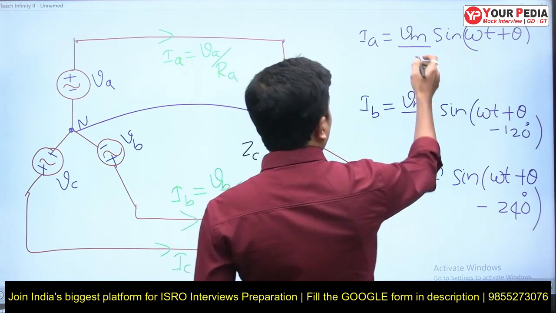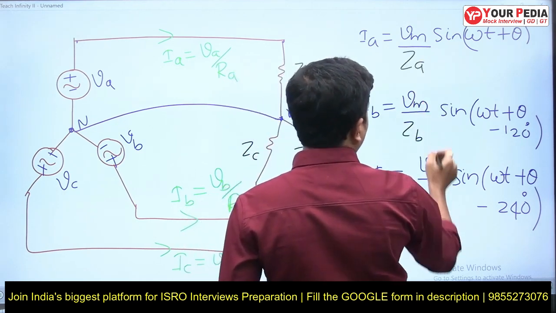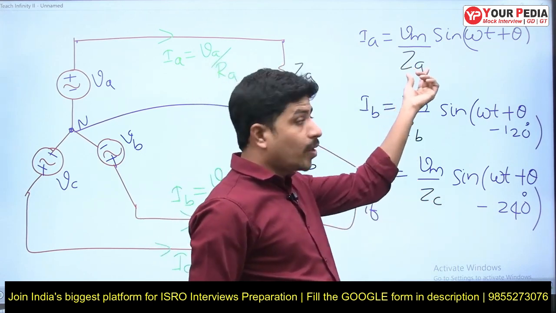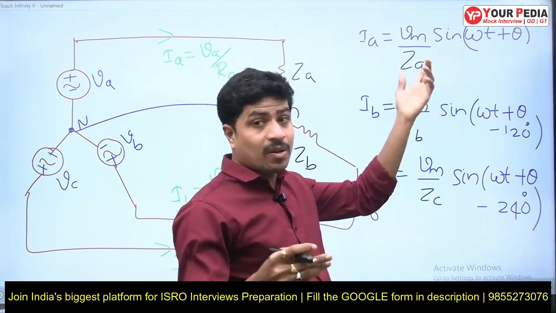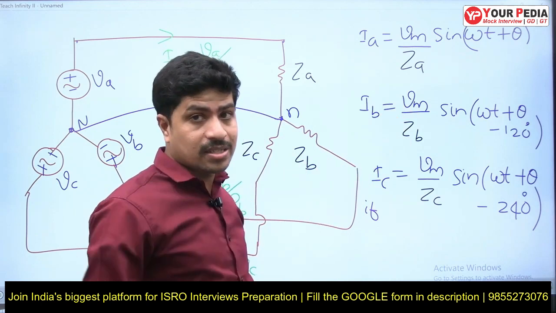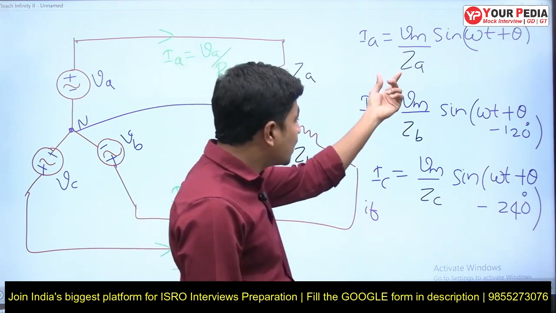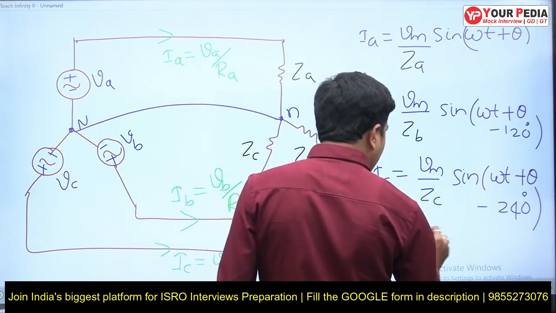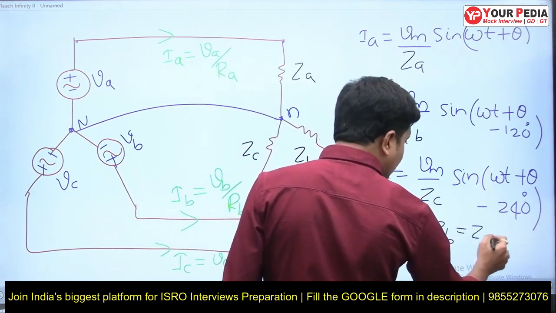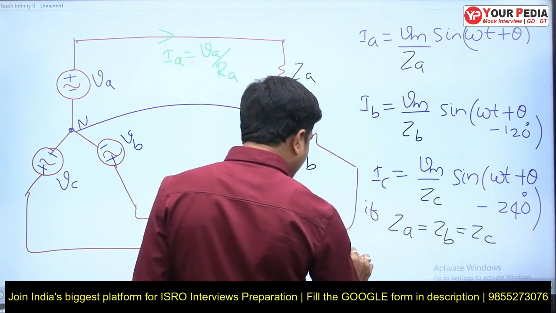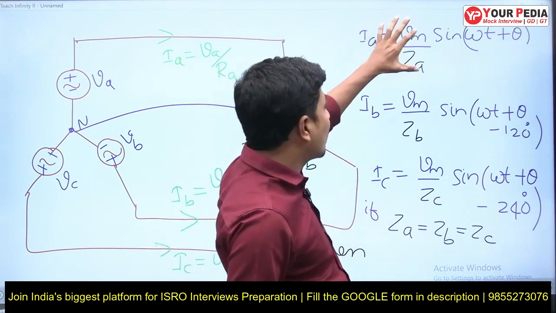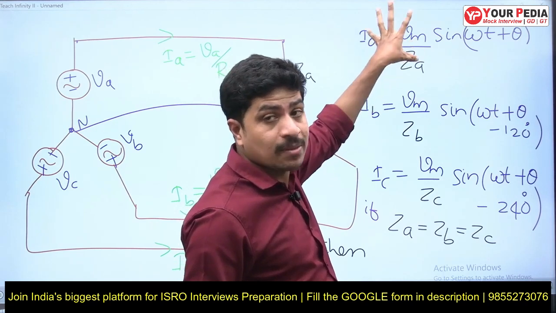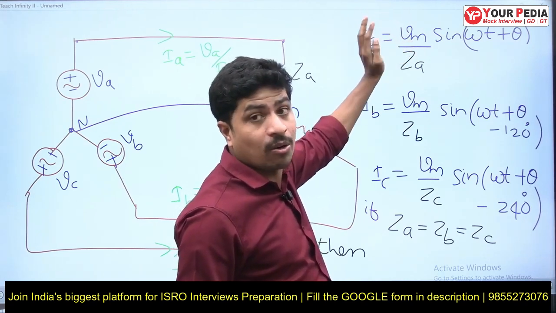ZA, ZB and ZC. Observe here, this Z is also going to have magnitude and angle. Why? Because it's impedance, not only resistance. So I need this ZA, ZB, ZC to be equal. If ZA is equal to ZB is equal to ZC, then I can call this one IAM, the maximum magnitude of the phase current of A.